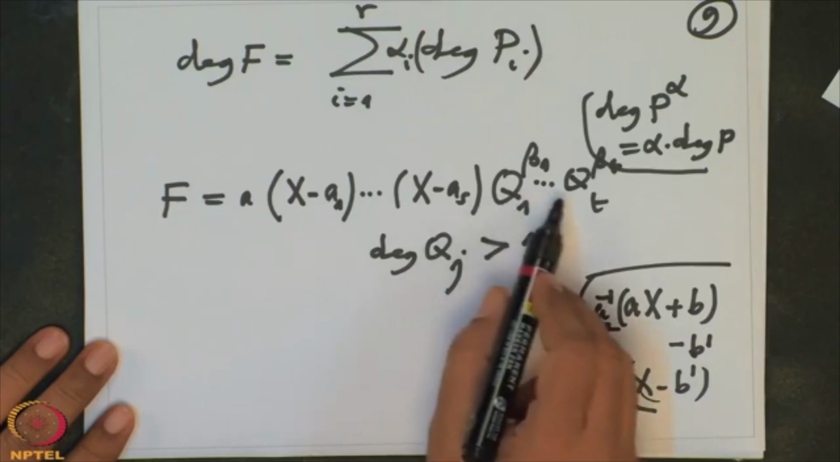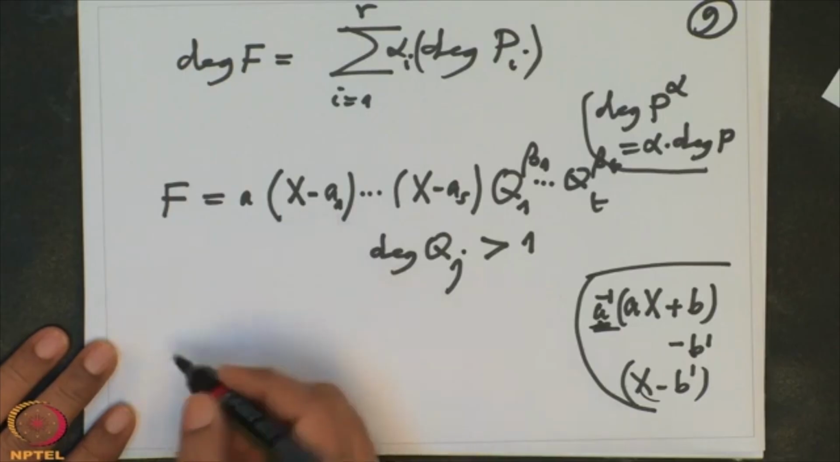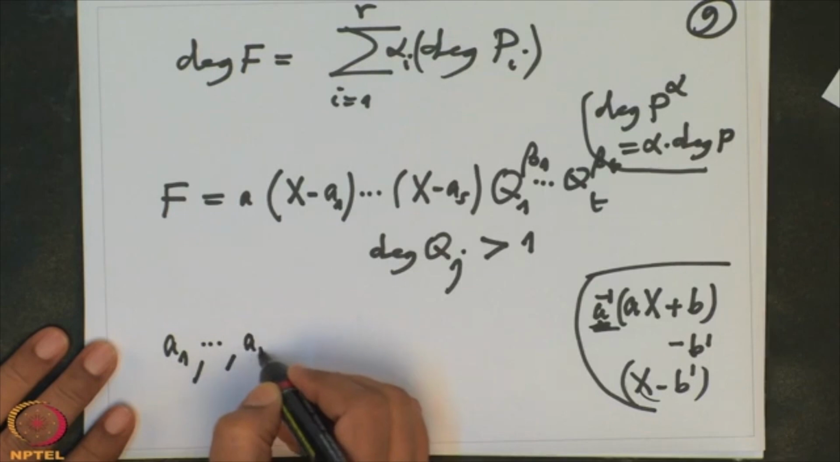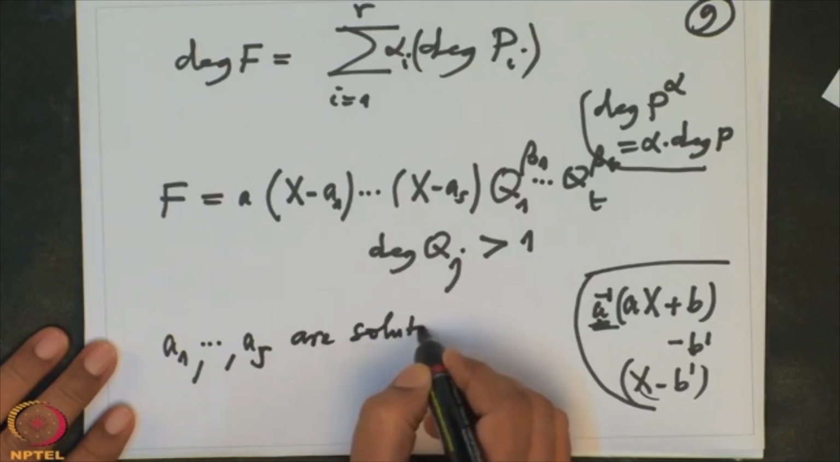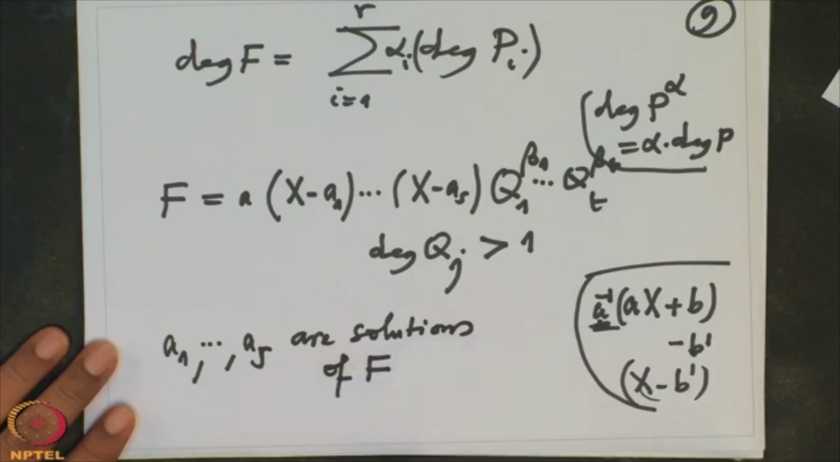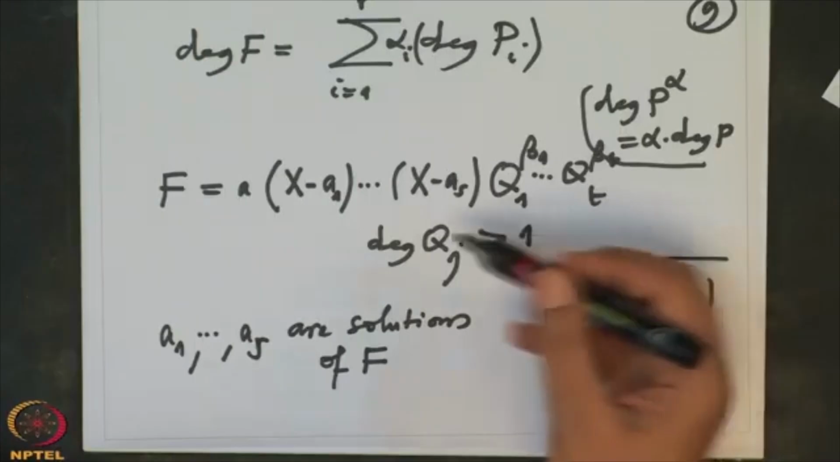So obviously now what we know is that all these a1 to as are precisely the solutions of f. And these Q's will not have solutions, because I have taken out all possible linear factors.